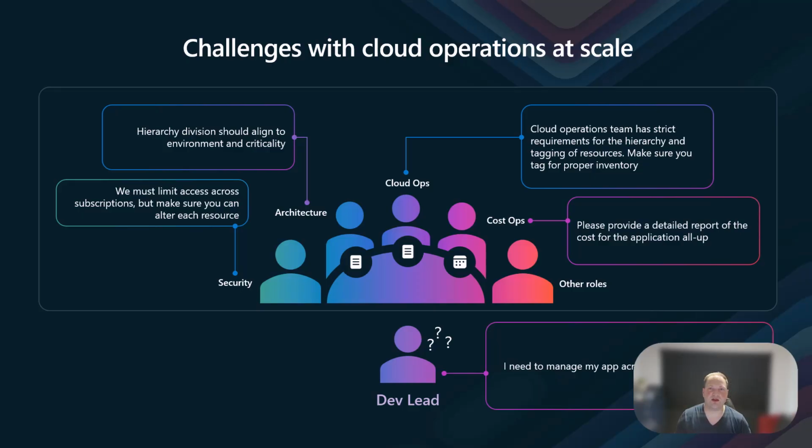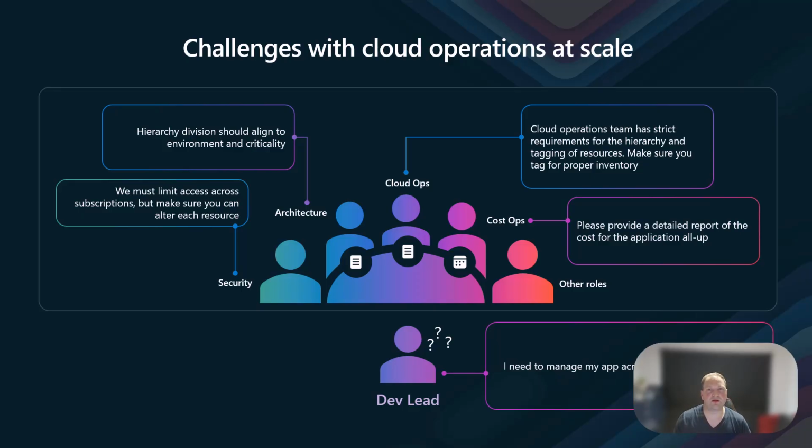Then we have the cloud operations team, or the platform team. They're thinking about the big picture. They have strict requirements on how the resources are organized and tagged to make inventory and management possible. Then we have our cost operations or FinOps team. They need clear, detailed reports asking what's the total cost of the application across all these scattered resources. And of course, countless other roles each have their own requirements and requests.